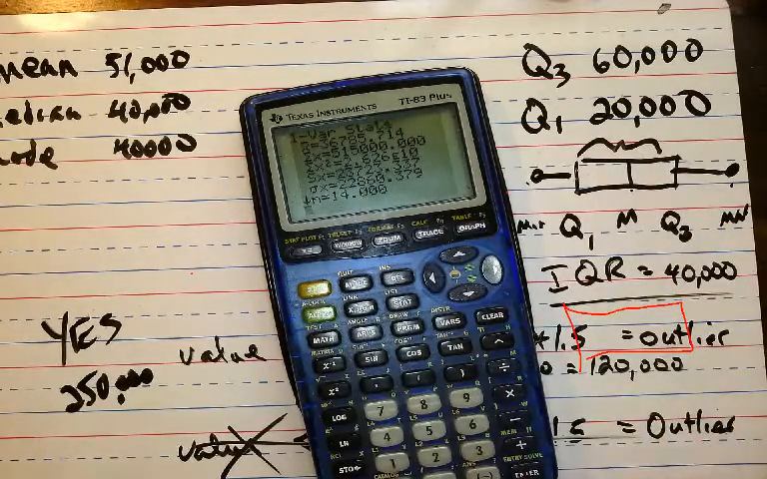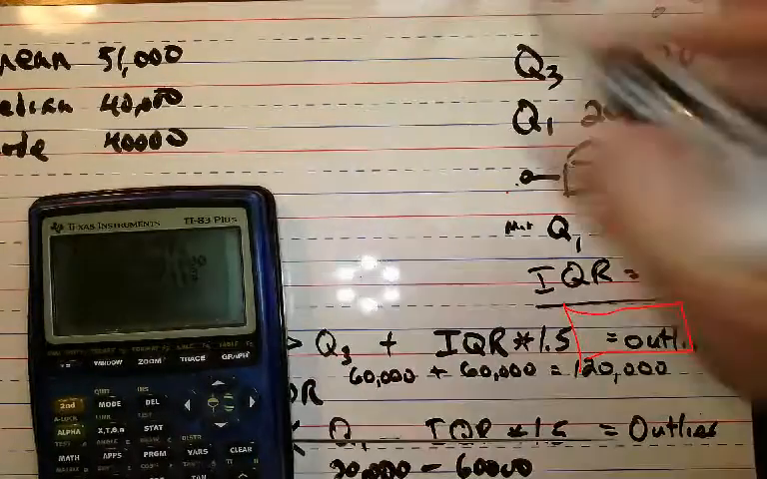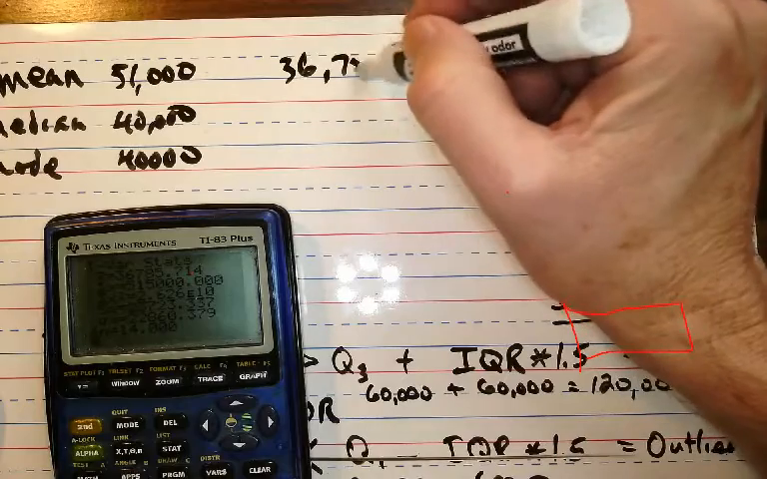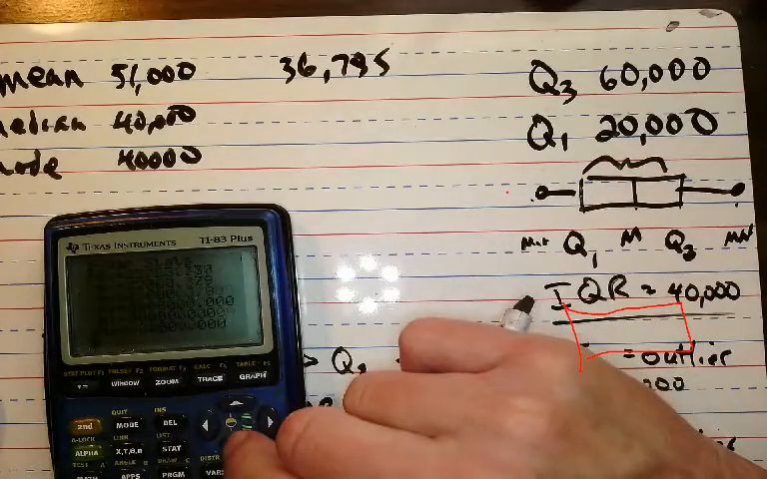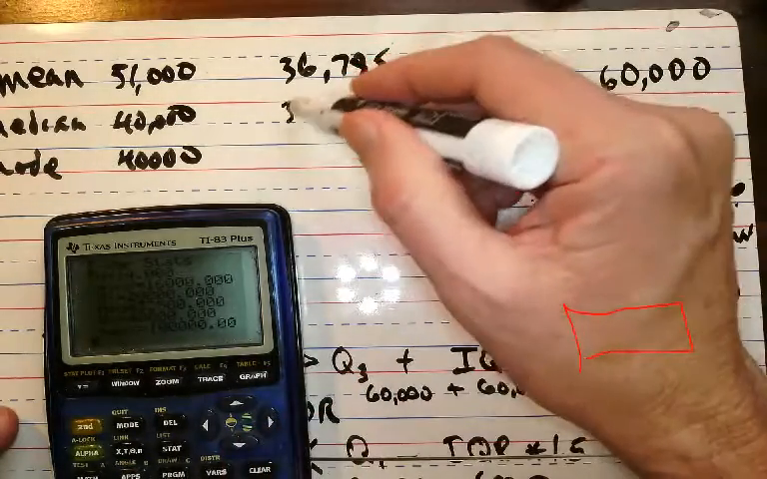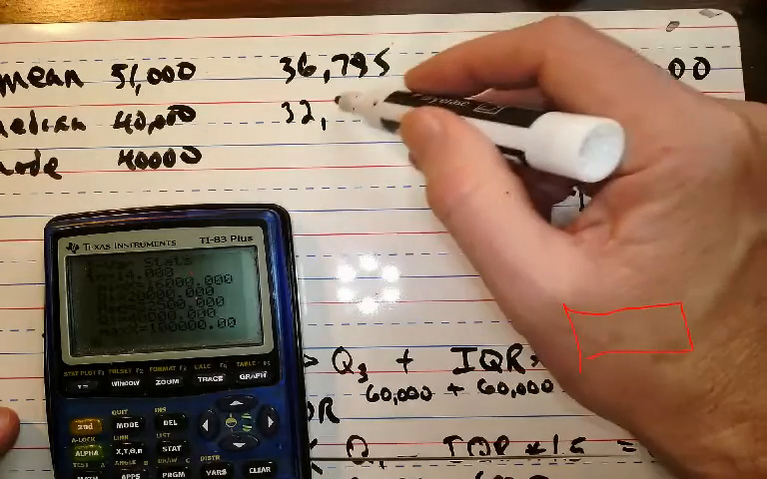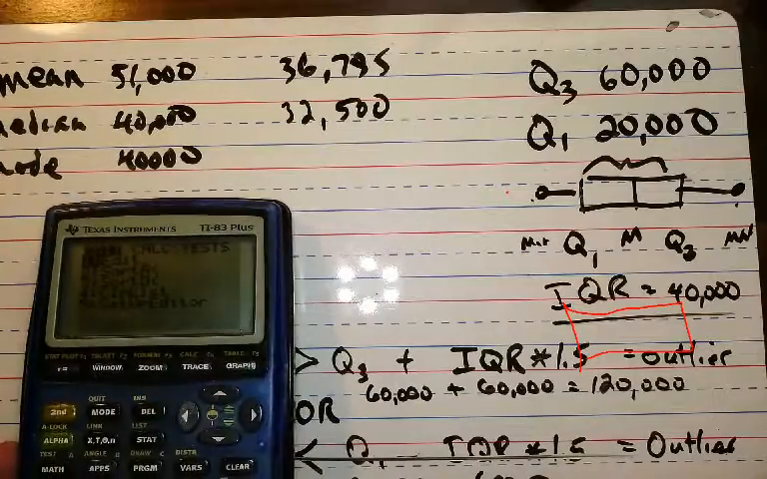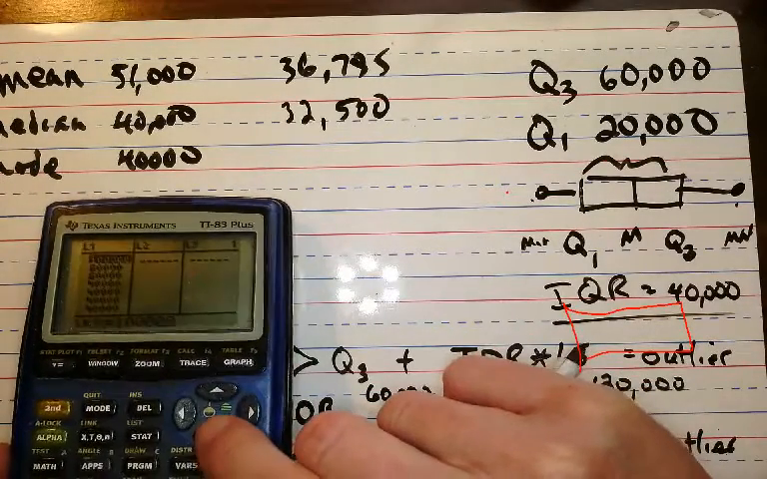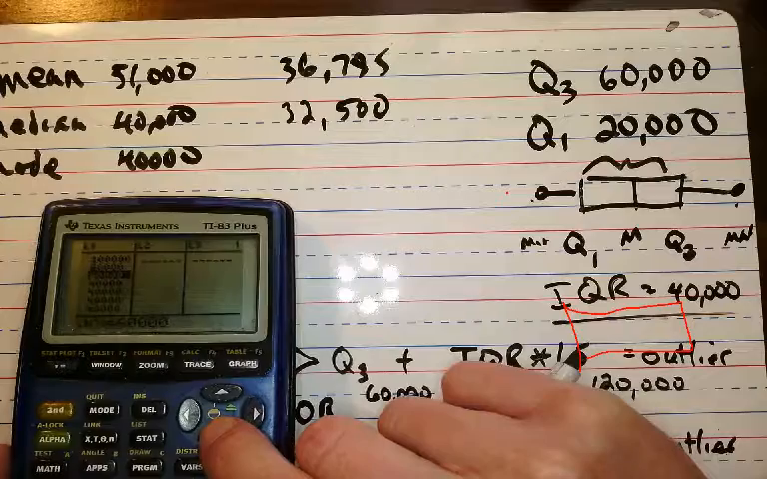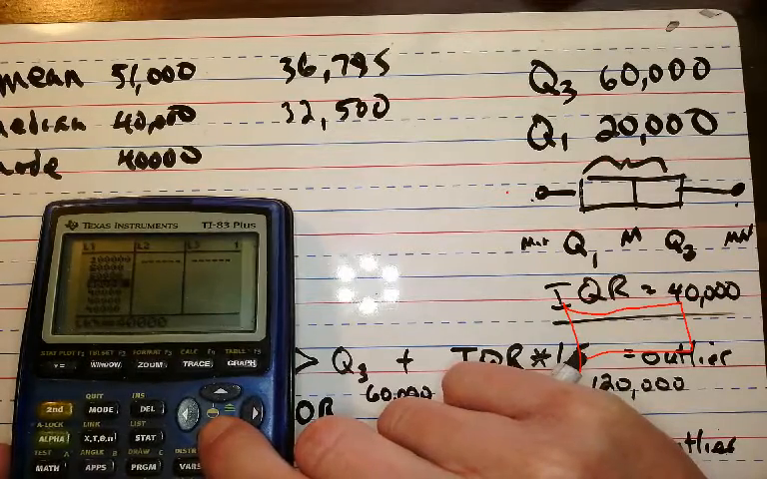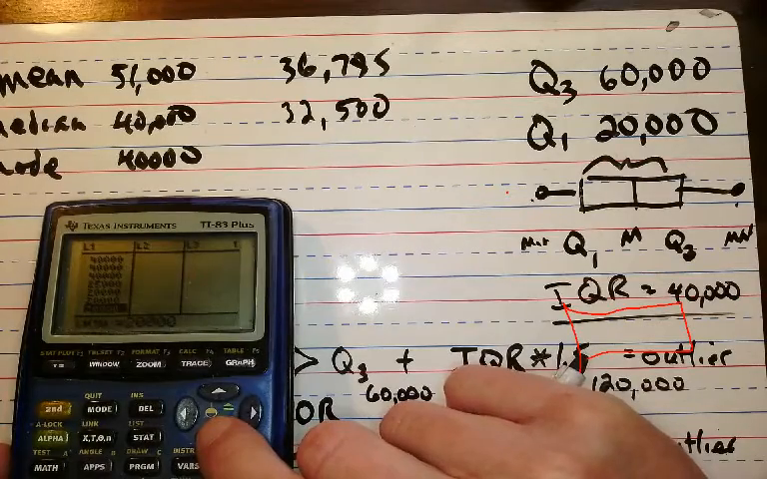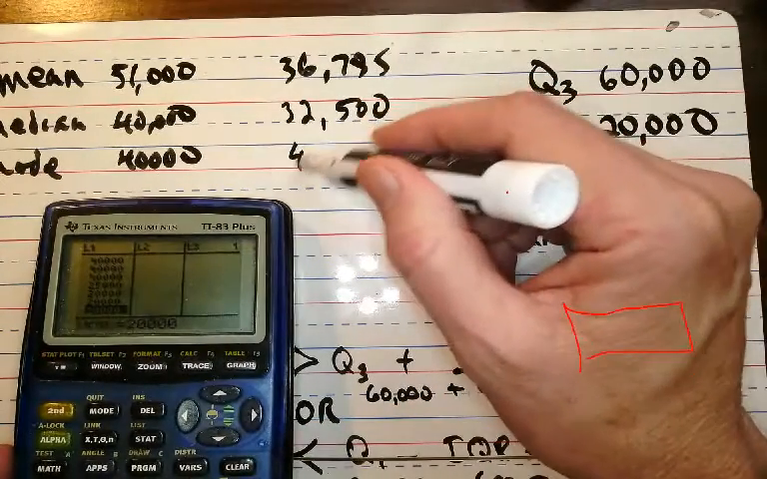Now I want to know what is the mean. Well, look what happened. When you remove the outlier, the mean gets smaller: 36,785. Look at the median. The median is 32,500. Now the mode's the same. You can check it out. Look at the mode. We put them in order and we see what's in there more than once. 60,000 is in there twice. But look, 40,000 is in there 4 times, right? So 40,000 is the mode.